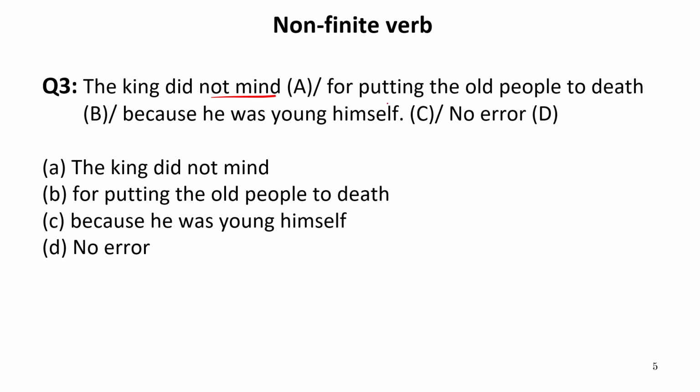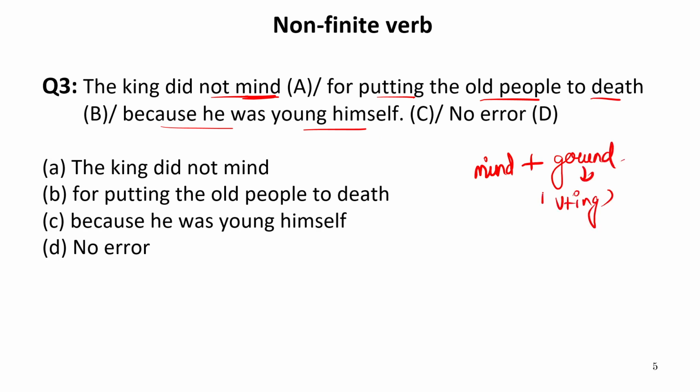The king did not mind for putting the old people to death because he was young himself. Now, whenever we have a word mind, after it, we always use gerund. Gerund means whenever we add ing to a verb and it becomes a noun. That is called gerund. It means after the word mind, we have to use verb with ing. Now, the king did not mind. This for preposition is incorrect. We need not write this. In fact, mind putting is the correct sequence.